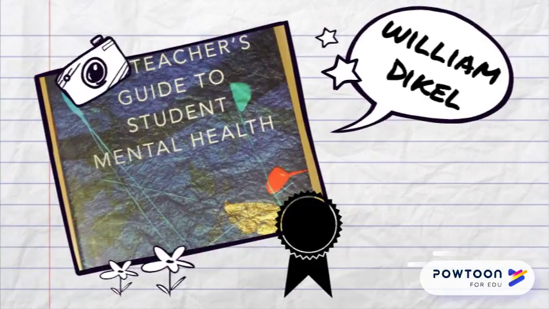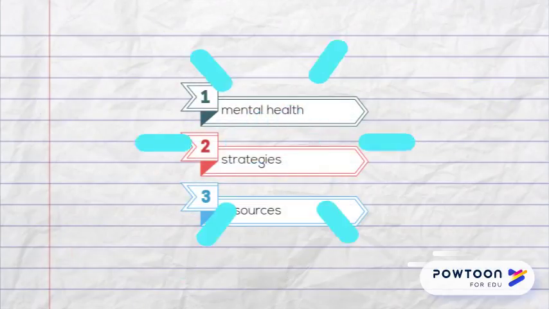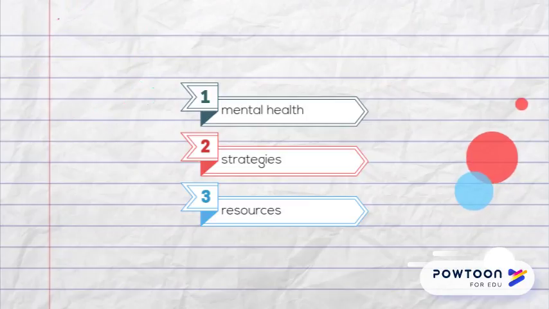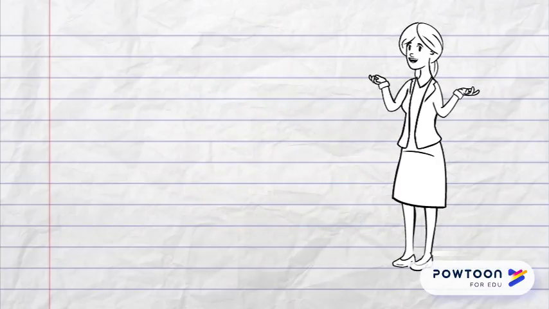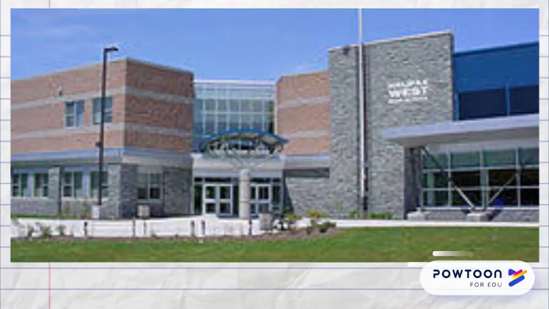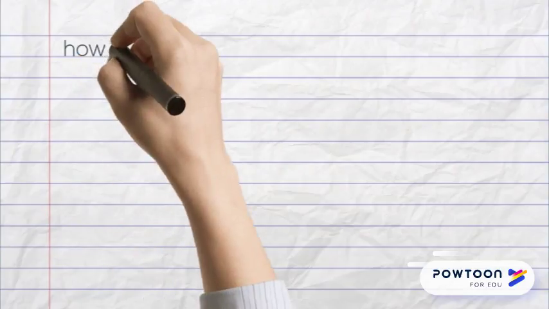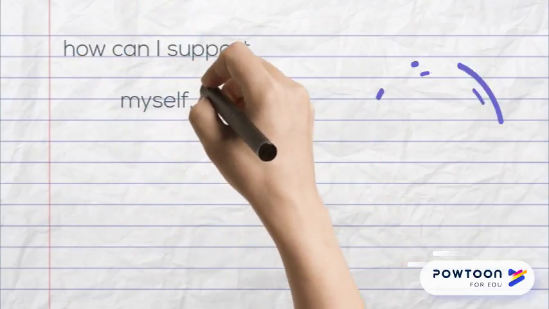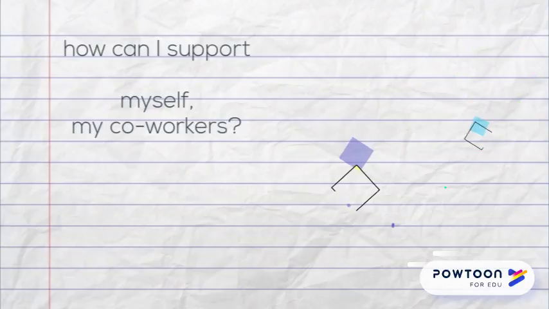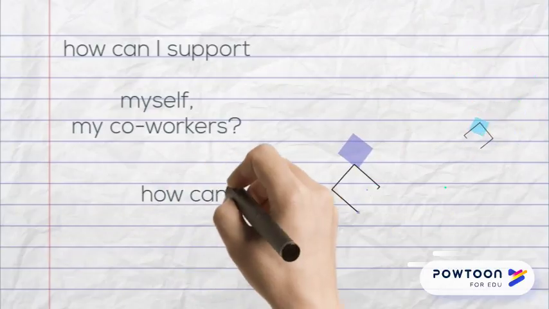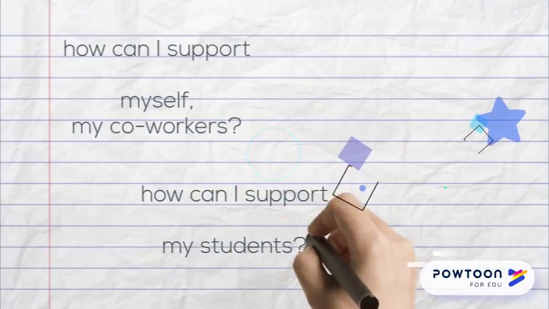It is written as a guide for teachers, and it has 3 parts. It describes different forms of mental health, what strategies can be used, and some resources a teacher may find useful. I am interested in this topic for 2 reasons. First, as a department head at a school with over 1,500 students, how can I support myself and my co-workers when they are working with students that have mental health issues? Secondly, how can I support students when they are dealing with mental health issues?